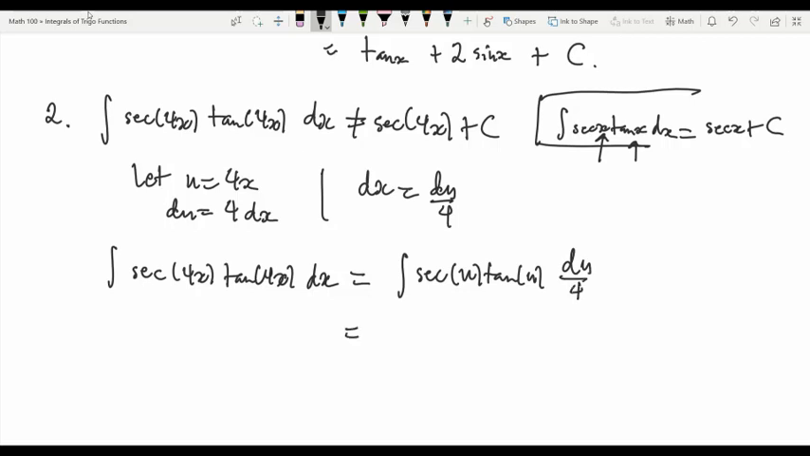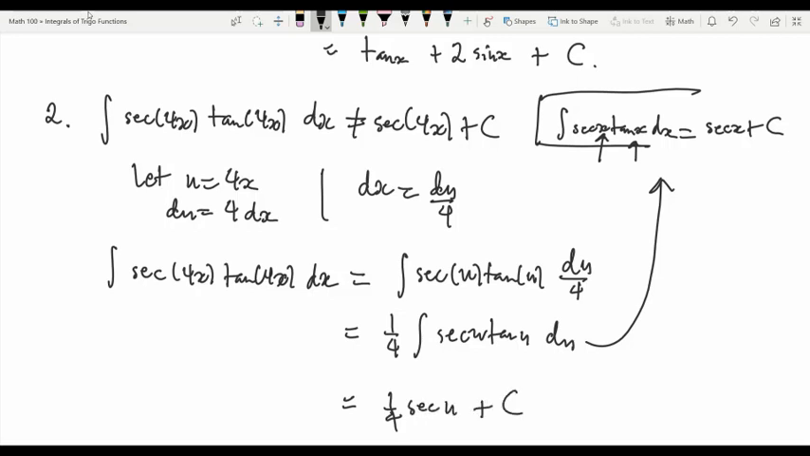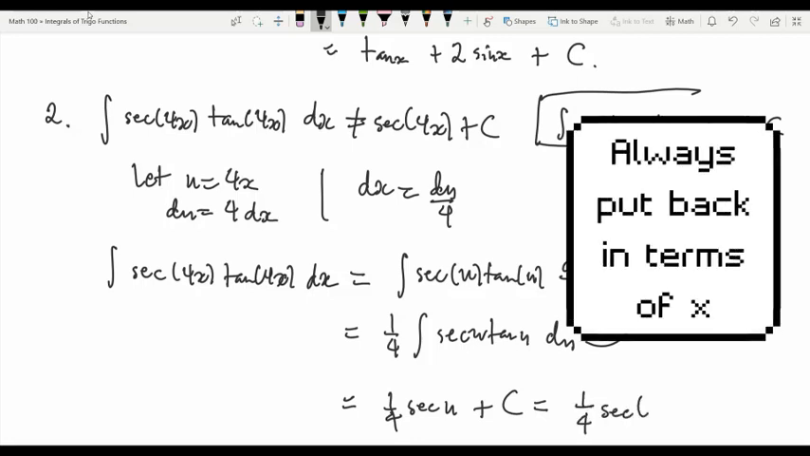In this one we can easily integrate, so we factor out first 1/4, then the integral of secant u tangent u du. For this one we can now use the formula because what is inside is just a variable. So we have 1/4 secant u plus some constant c. And again, just like the previous lesson for the substitution rule, we return to x using the substitution u equals 4x. So the integral of secant 4x tangent 4x dx is nothing but 1/4 of secant 4x plus some constant c.